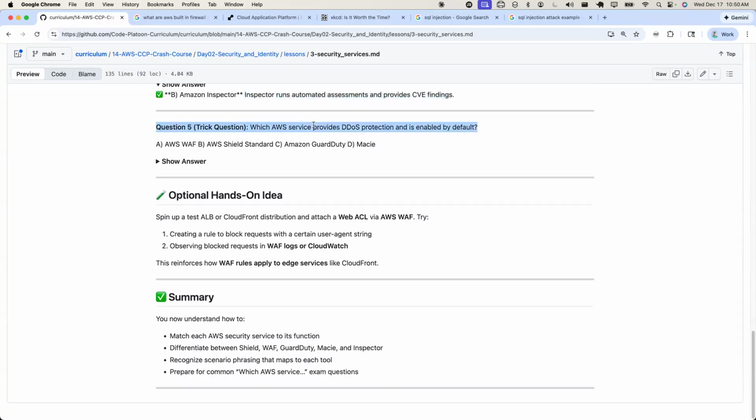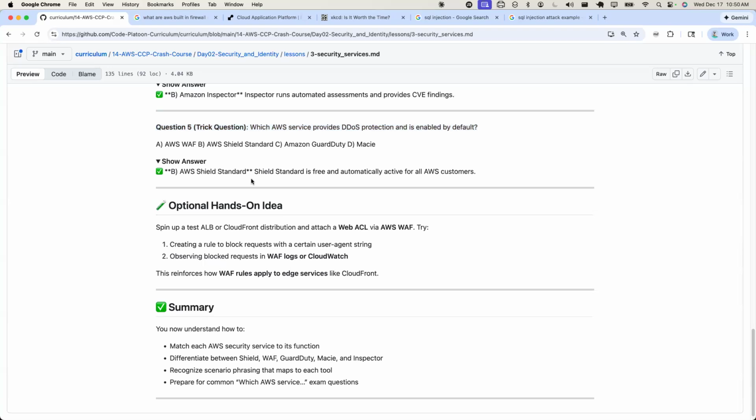And finally, what AWS service provides DDoS protection and is enabled by default? And this goes to Arnold. I would say AWS Shield. Yes, sir. As we just learned, and actually I had not realized. Thank you, man.